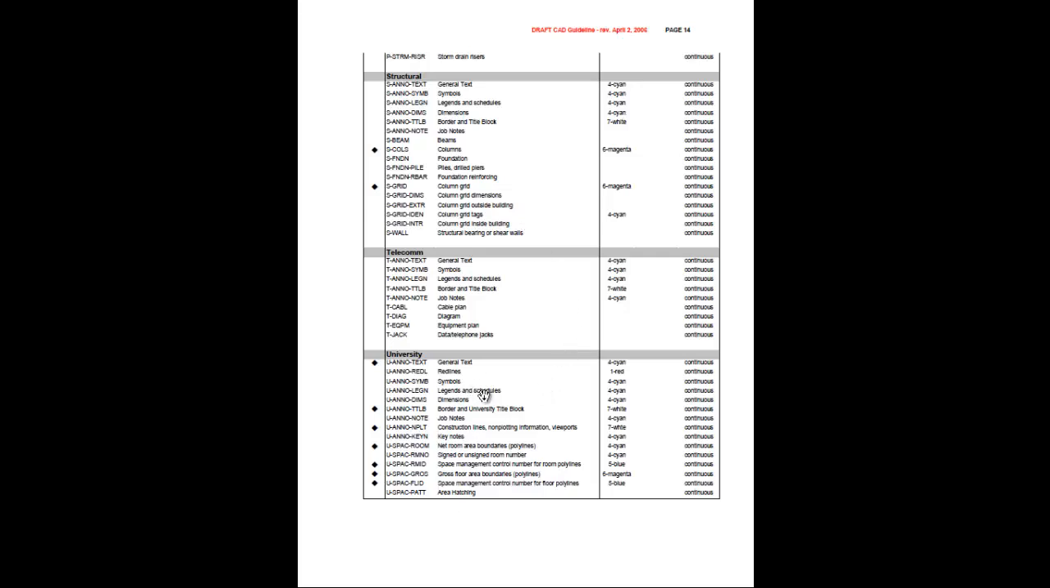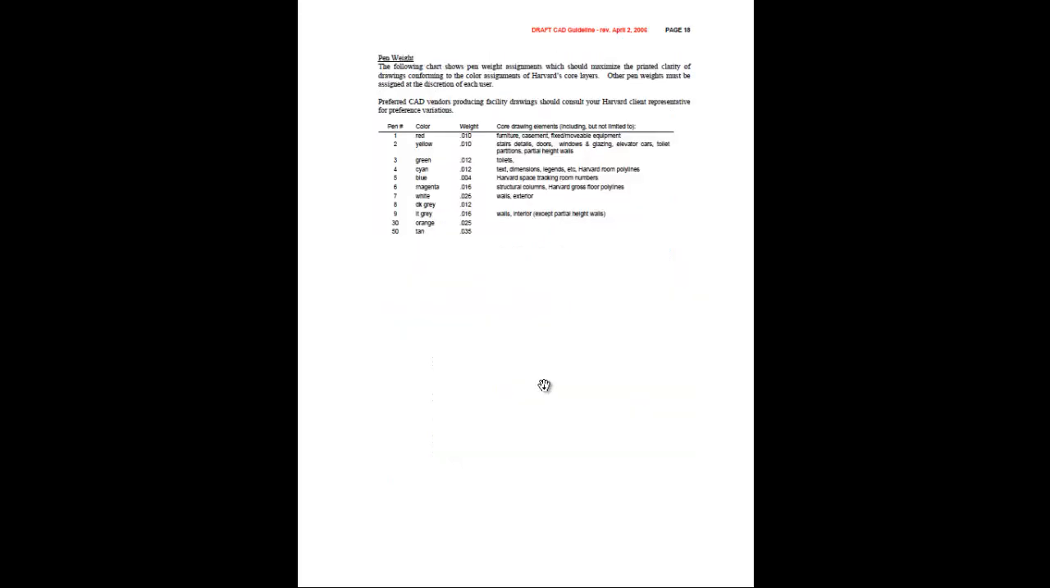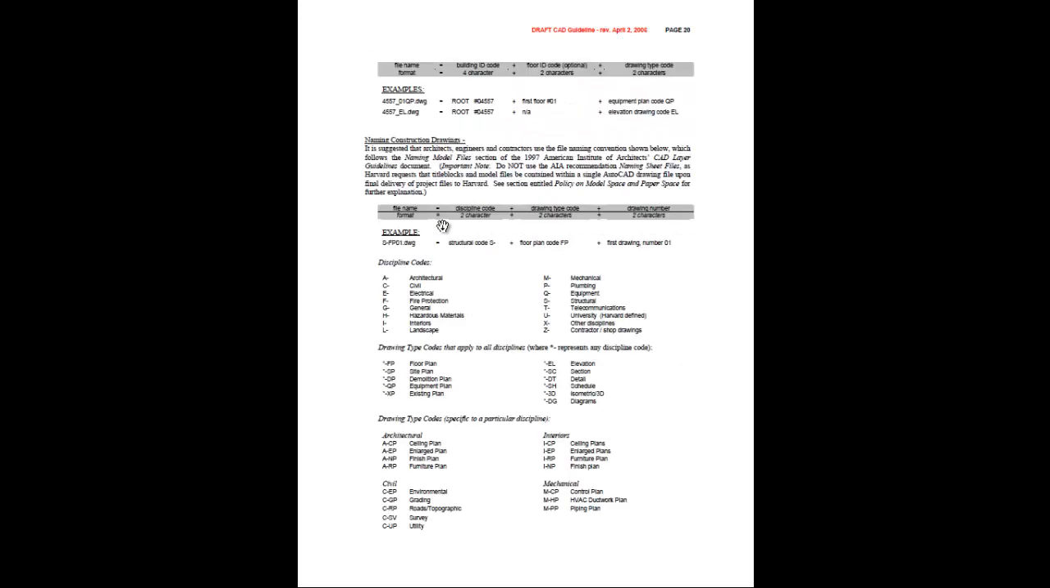Here's some university notes with regard to room numbers. Layer name formatting is listed up here, status field. They give us a preferred CAD vendors producing facilities drawings should consult your Harvard representatives for preferences. Pen number 1 is red, has a line weight of 0.010, all the way down to pen number 50, which is tan, has a weight of 0.035, so that's just extremely thin line weight. So they give us a list of line weights, and we may use some of that.